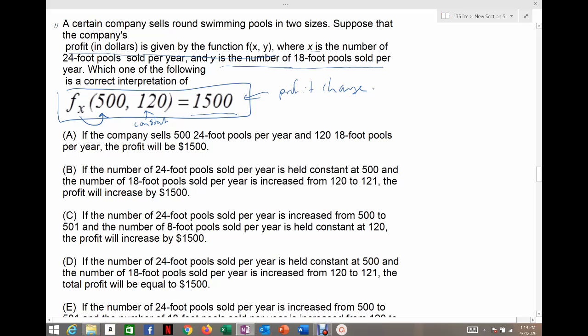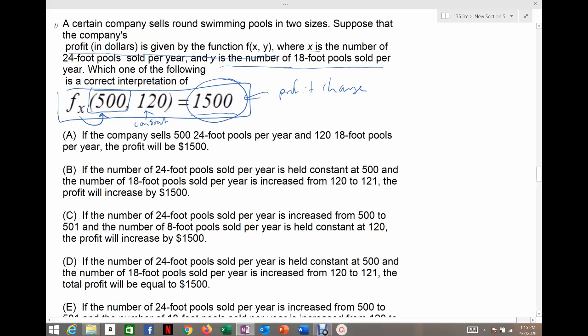And so remember, the one that changes is changing by 1 unit, and it's specifically looking at 500 to the next one, so 501. And so I'm looking for, well, when I go from selling 500 to 501 24-foot pools, I hold the 18-foot pools constant at 120. It matters that it's 120. If I had a different constant, I'd get a different number. When those 2 things happen, profit will go up by about $1,500.